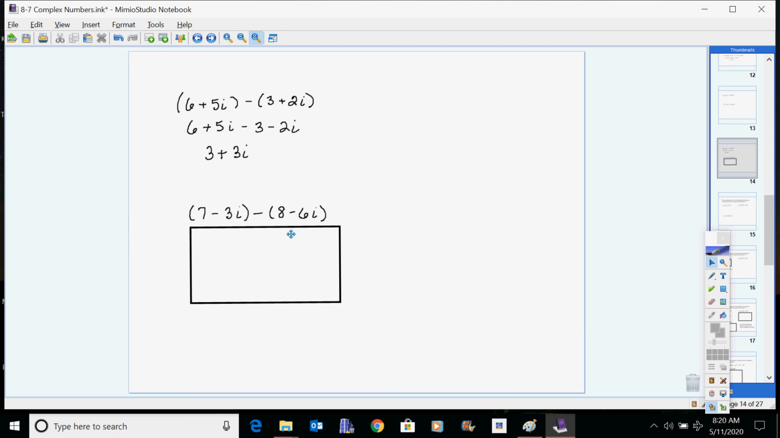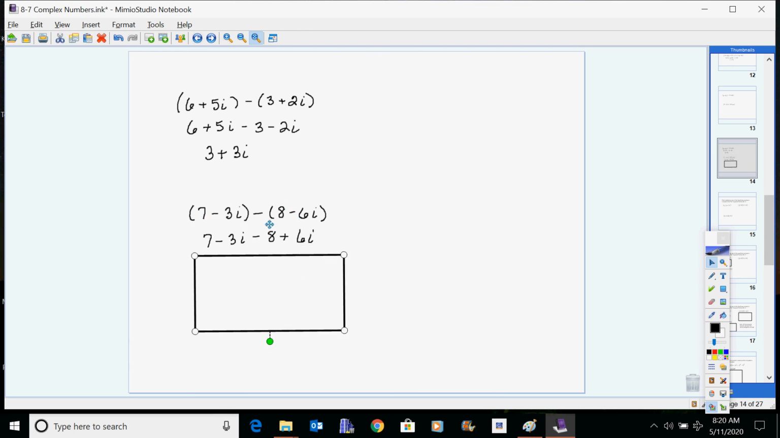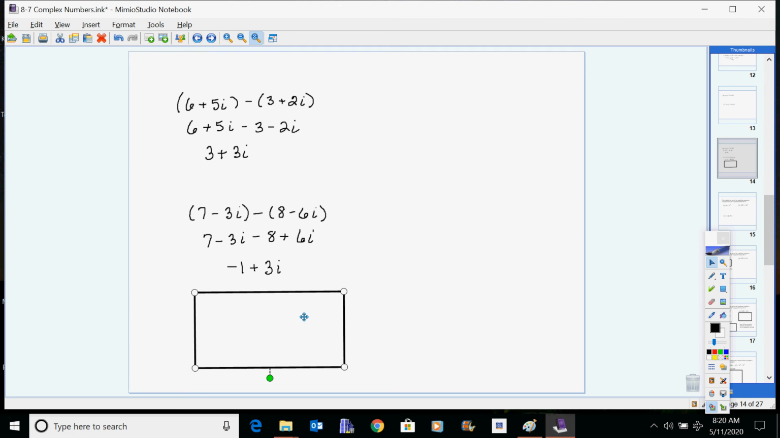Once again, distribute your negative. Then 7 minus 8 is negative 1. Negative 3 plus 6 is 3. So negative 1 plus 3i. Okay, right on with that.